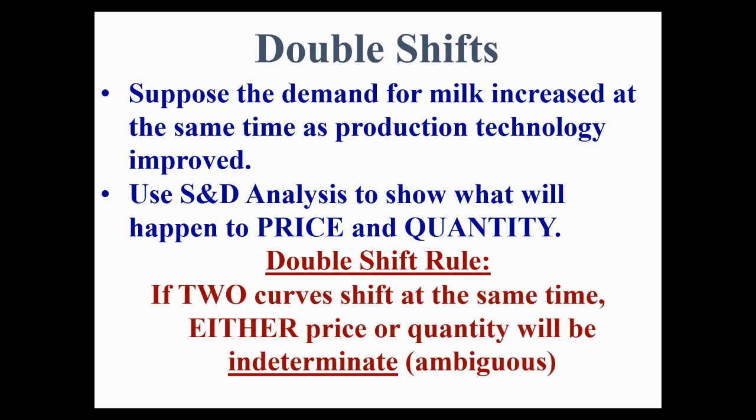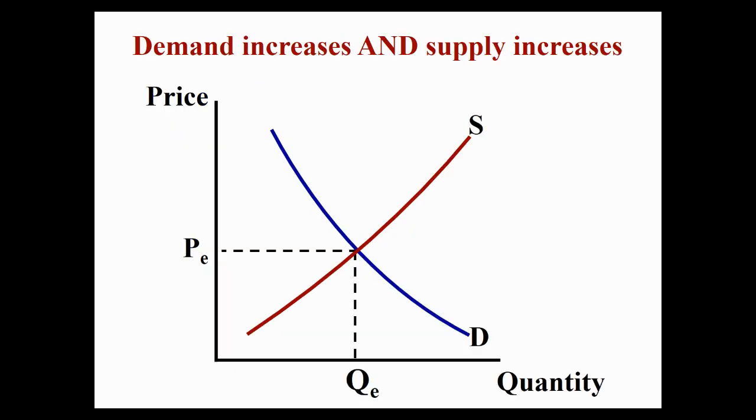The double shift. If two curves shift at the same time, either price or quantity will be indeterminate or ambiguous, like that emoji with your hands up, shrugging your shoulders. Something will be ambiguous when there are two shifts, whether price will be ambiguous or quantity will be ambiguous. Before I show you, I'm going to show you a couple different things here, and I'll use a different color.